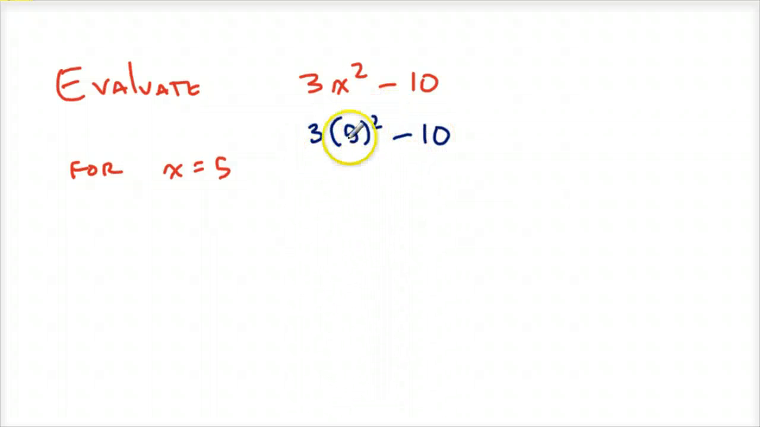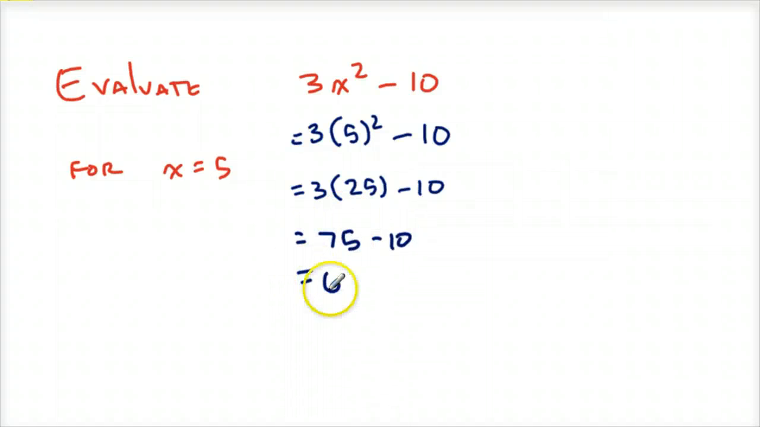The exponent is only attached to the x, so it's only attached to the 5. So this is 3 times 25 minus 10. So 3 times 25 is 75 minus 10, which is 65. You'd get a much different answer if you did 15 squared minus 10. So make sure you follow your order of operations.